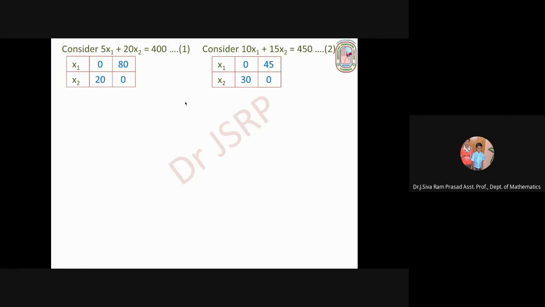So first take the x-axis. This is the x-axis and y-axis. Use a scale and pencil to get an accurate graph. Now we have to choose the scale. Observe these 2 tables. What is the x1 range? 0 to 80. The maximum range is 0 to 80. The x2 range is 0 to 30.